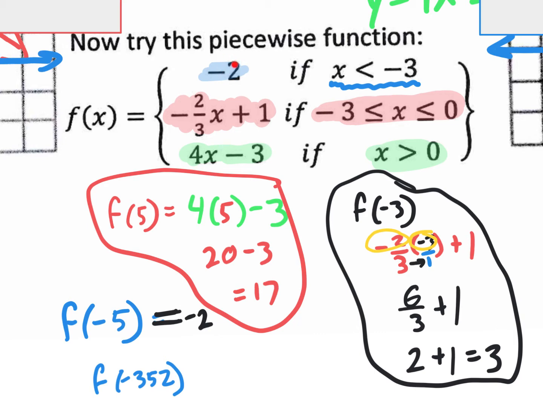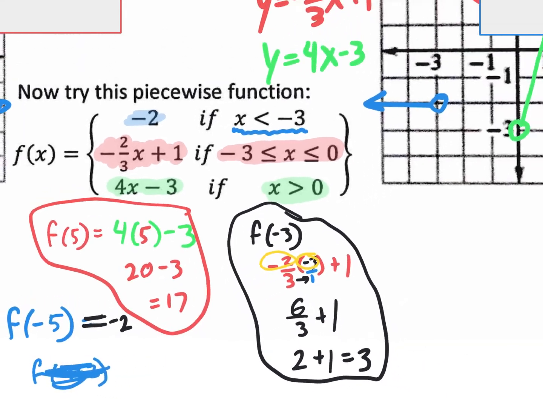And that's it. Most of the time we have some math that we have to do, like negative 2/3 times x plus 1. Then you get your answer. But right here, it's just a number. It doesn't matter if it's negative 2 or 7 or 15. If it's just a number with no x where you could actually plug it in, then that number will be your answer. Yay? Okay. So anyway, that's the algebraic way of finding f of 5, of finding f of negative 3, of finding f of negative 5. There's a visual way of doing it.